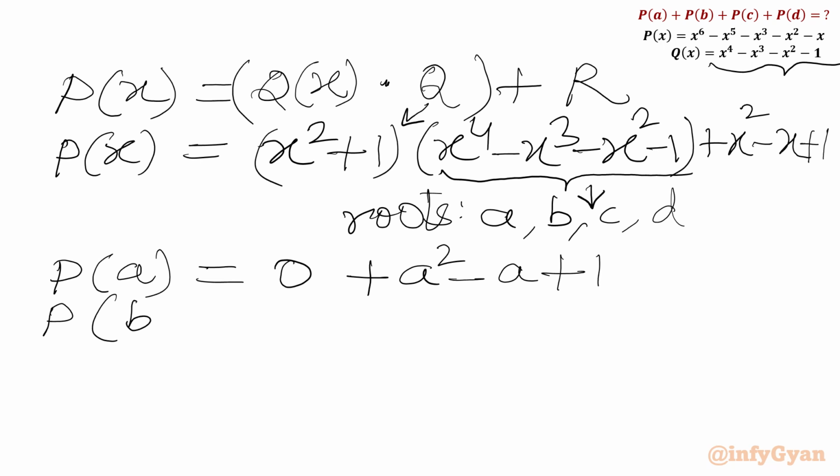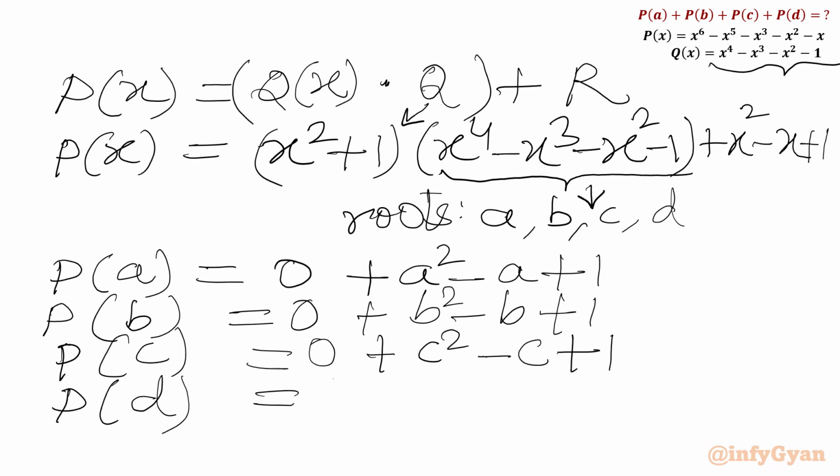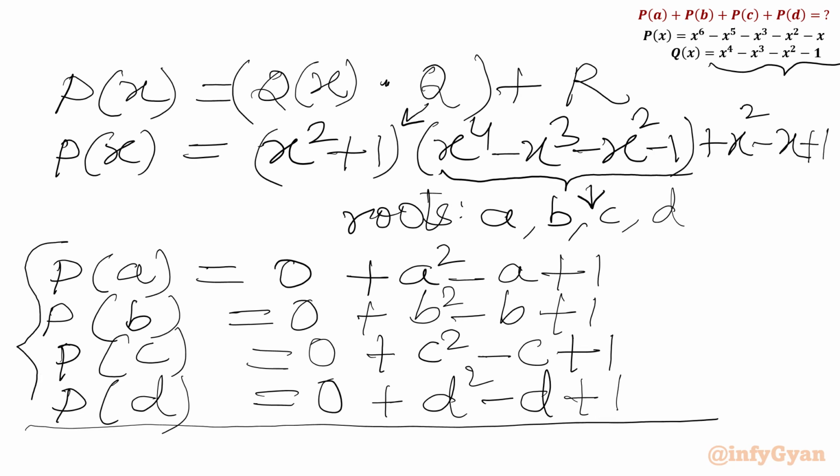Similarly, P(b) will be, by plugging in x equal to b, 0 plus b square minus b plus 1. P(c) will be equal to 0 plus c square minus c plus 1, and we will get P(d) equal to 0 plus d square minus d plus 1. Now we have to add all the four equations to find our required expression P(a) plus P(b) plus P(c) plus P(d).